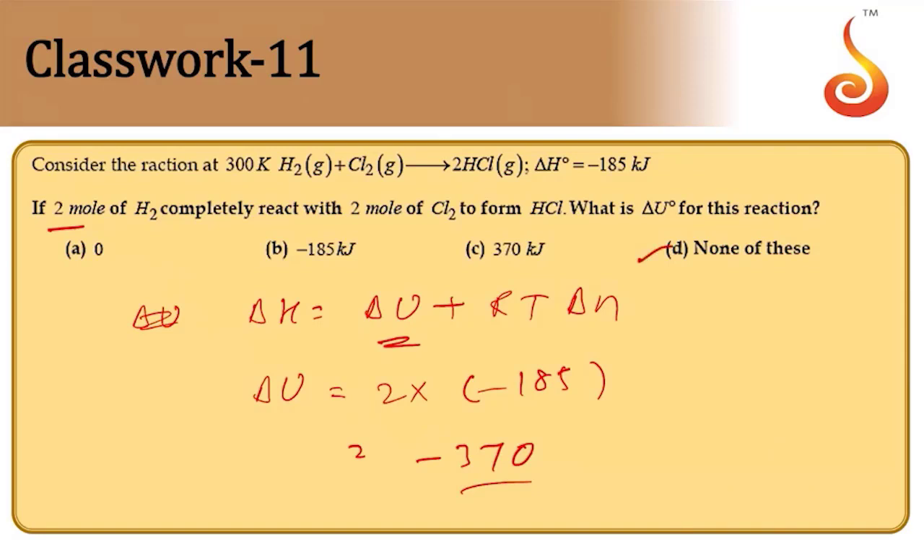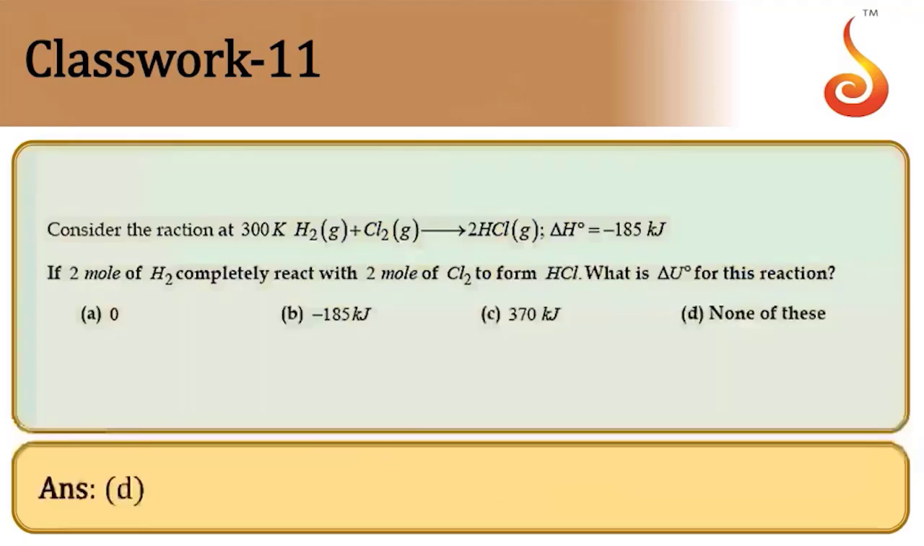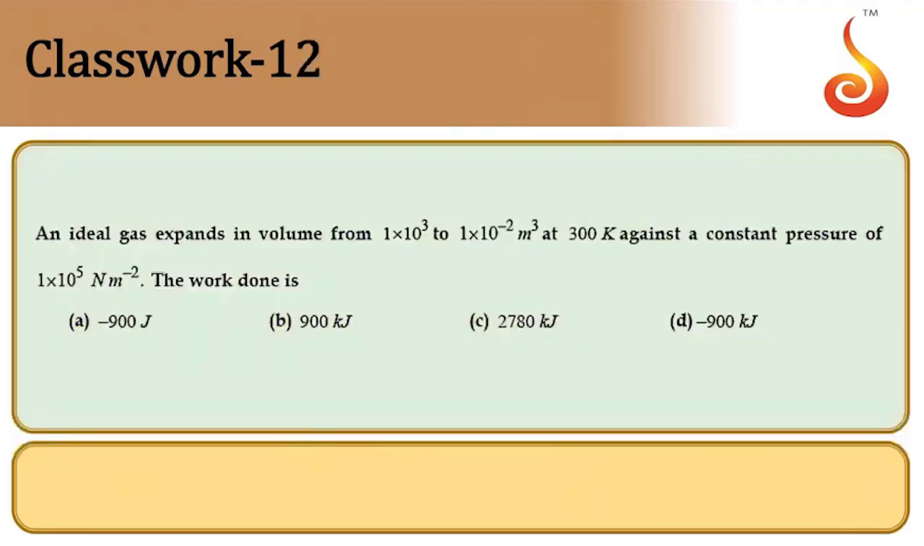So for 1 mole of HCl formation, delta N is equal to 0. When the equation involves more moles, the delta N value also changes, and therefore delta U is equal to 2 into minus 185. Hence the value is minus 370, which is not given. Therefore the answer is none of these. Then next one, the ideal gas expands.